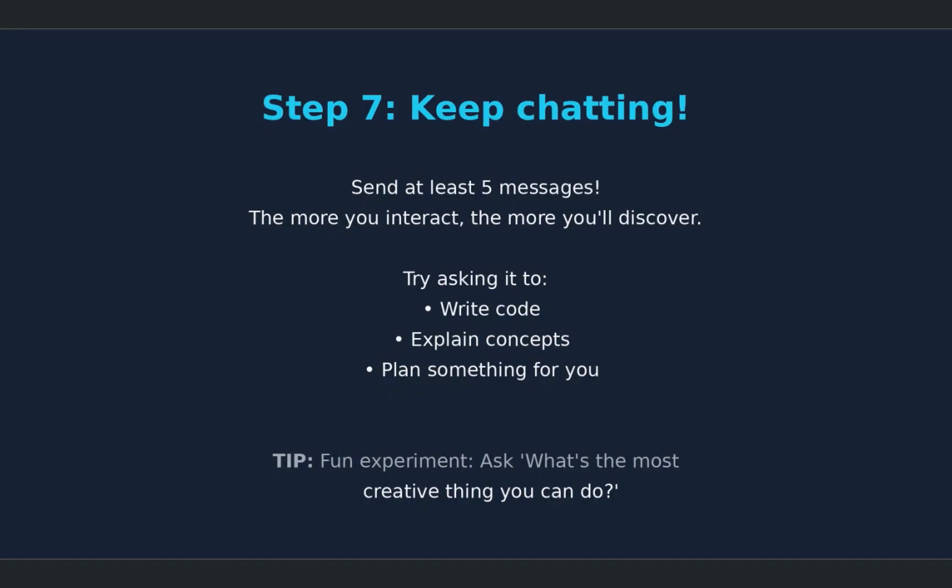Step 7, keep chatting. Send at least 5 messages. The more you interact, the more you'll discover. Try asking it to write code, explain concepts, or plan something for you. Fun experiment. Ask, "what's the most creative thing you can do?" and see what happens.